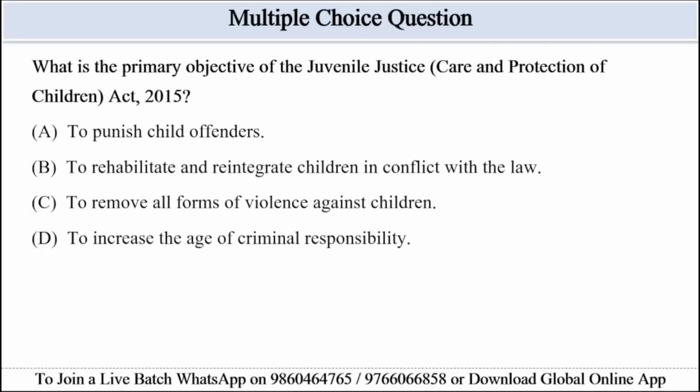In case of option C, to remove all forms of violence against children. This is too broad and is not stated as the specific objective of this Act in this passage. The focus is on children in conflict with the law and their rehabilitation, not on all forms of violence in general. While in case of D, to increase the age of criminal responsibility, the passage does not mention any change in the age of criminal responsibility. Instead, it discusses how 16 to 18-year-olds may be tried as adults in heinous offenses after the assessment.